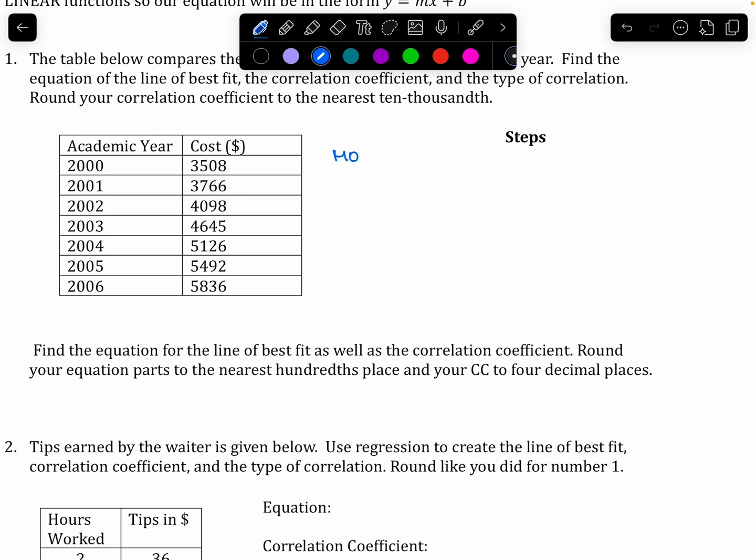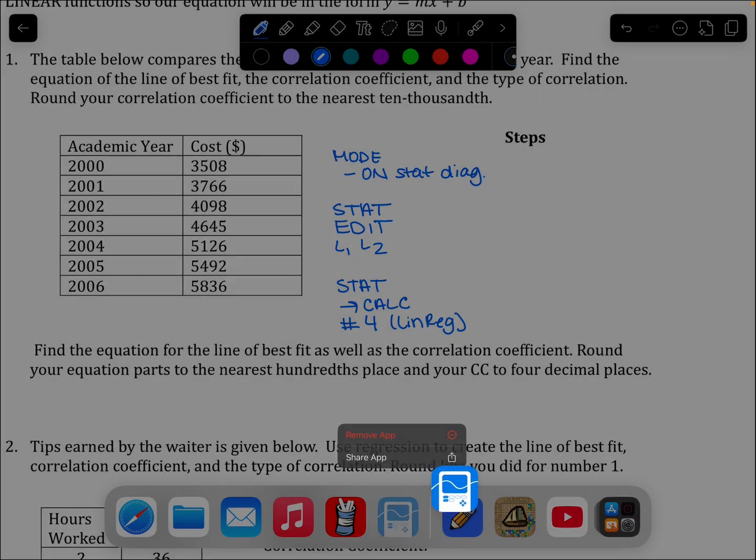All right, our steps are, since I'm doing this in the calculator, the first thing you need to do is go to mode on your calculator, and you need to turn on stat diagnostics. From there, you will click on the button that says stat. You will click on edit, and then you will fill in the L1 and L2 columns in your calculator. From there, you will go back to stat. You will go over to calc. We are looking for linear regression, which is going to be number 4. It's going to say LinReg. And then you're going to hit enter a bunch of times. Okay, so those are the steps.